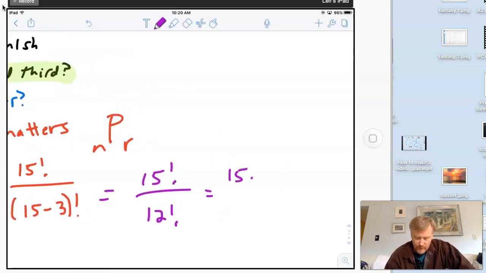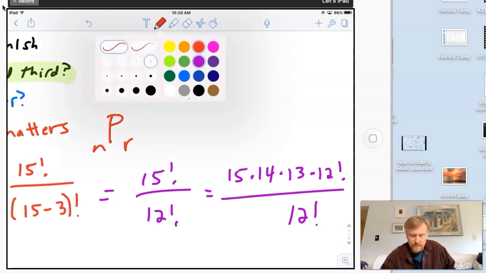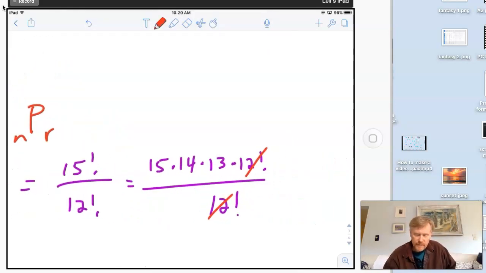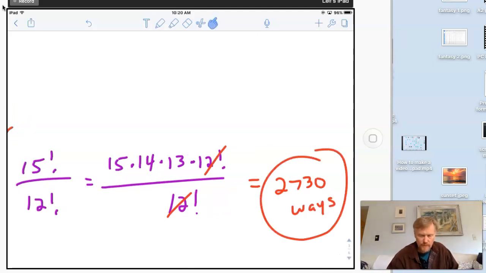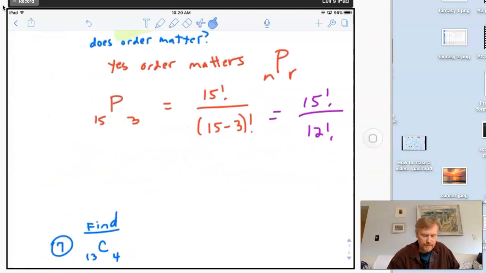So I got 15 times 14 times 13 times 12. And then instead of going all the way down to 1, I'm going to stop there at 12 so I can cancel out my 12s. And if I multiply 15 times 14 times 13 together, I get my answer of 2,730. Okay. All right. Good. Next one, number 7.